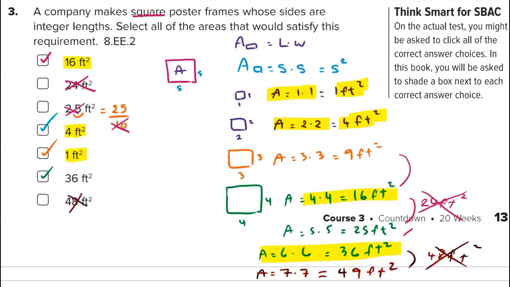So our correct answers are 16, 4, 1, and 36. Those are perfect square numbers. That's it for this problem.